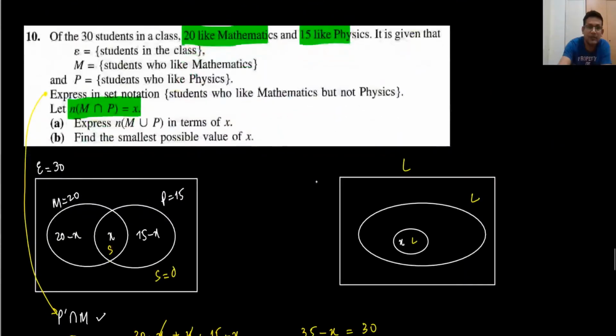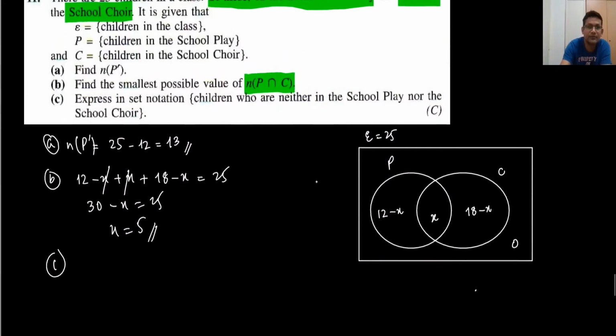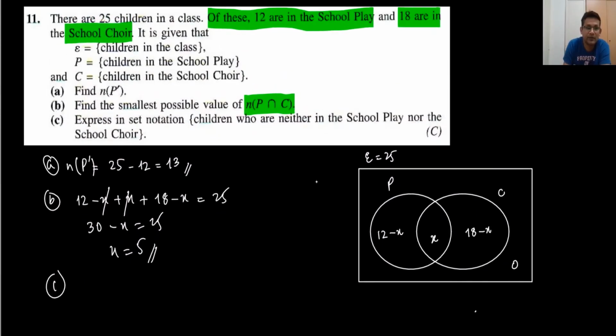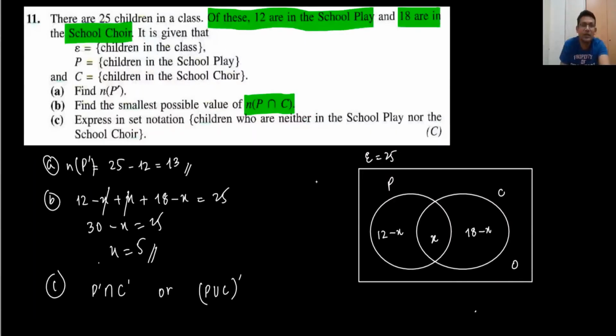So let's see what's the answer of this part. Question number 11. We can write P complement intersection C complement, or you can write P union C, the whole complement, it is up to you. Both are the same, right? We can check, the answer is P complement intersection C complement. You can write any one of the answers. It's actually called De Morgan's law.